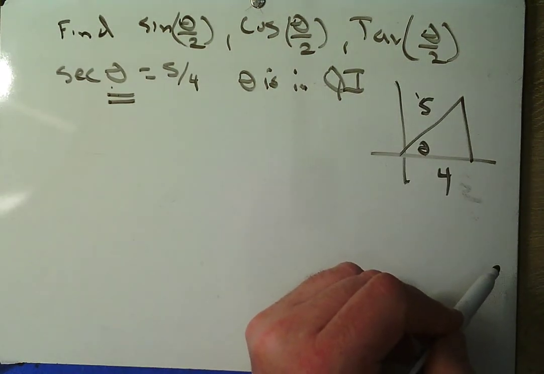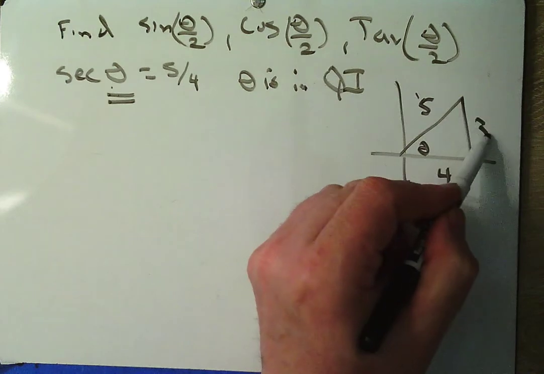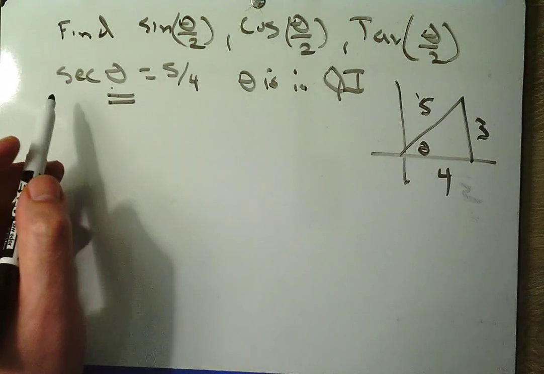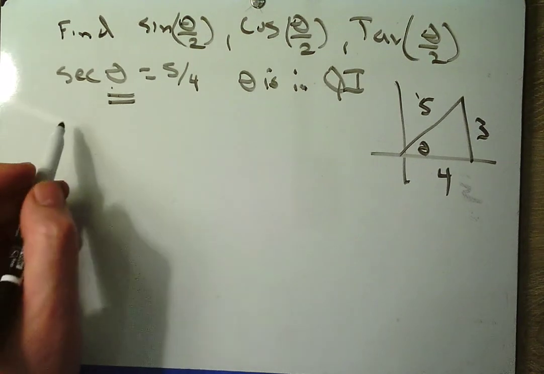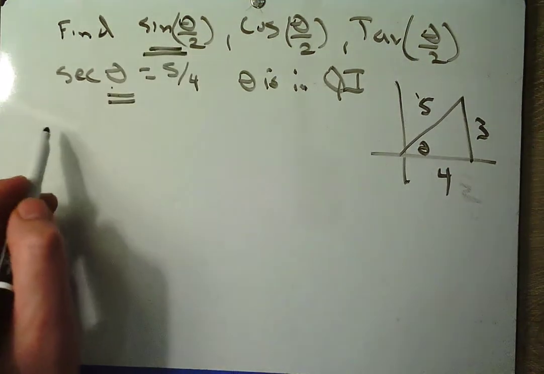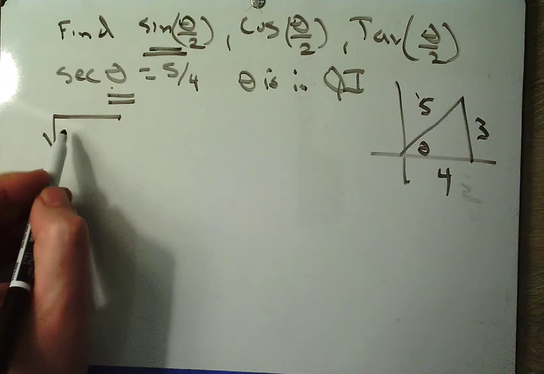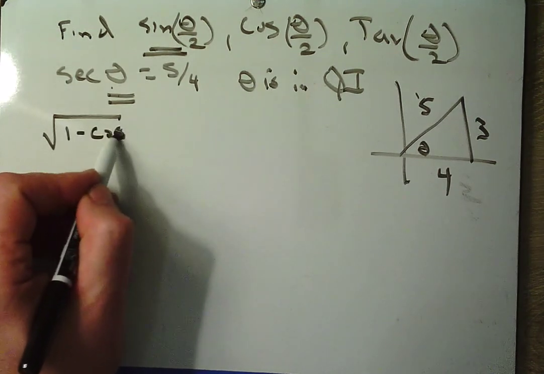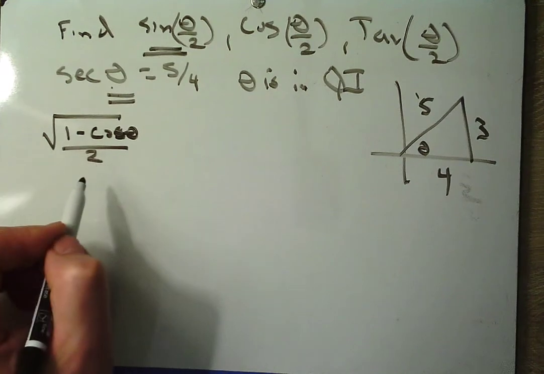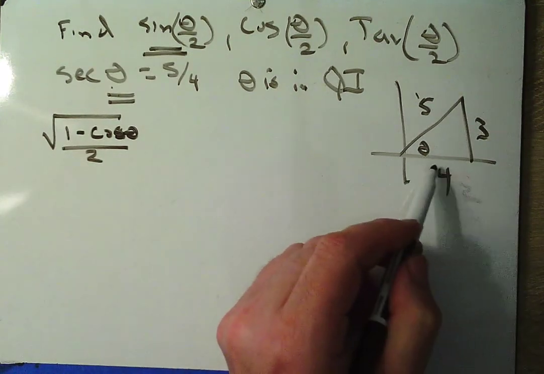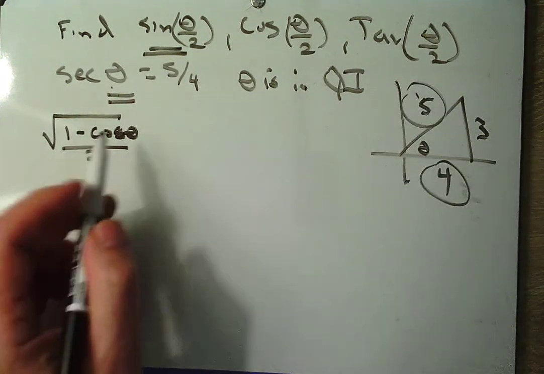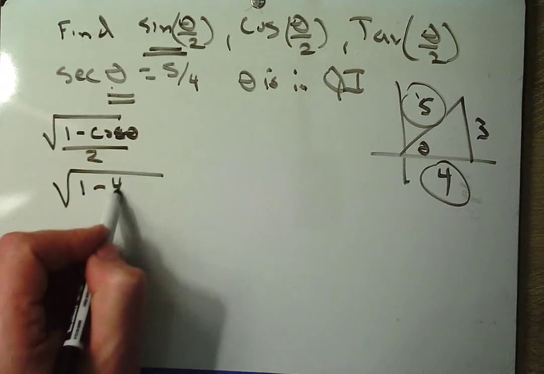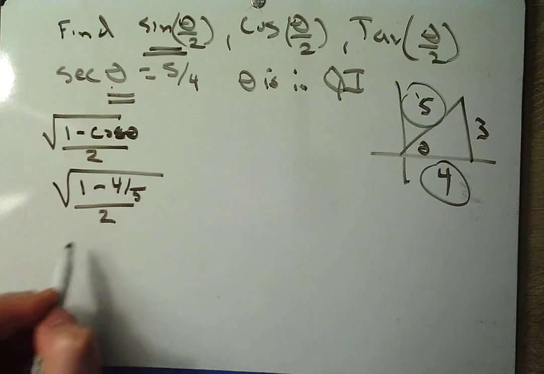Using my Pythagorean triples or my Pythagorean theorem, I find out that this is 3. Okay, so what do I need? I need to use the sine half-angle formula, square root of 1 minus cosine theta over 2. Well, cosine of theta is 4/5. Oh, okay, so I have the square root of 1 minus 4/5 over 2.